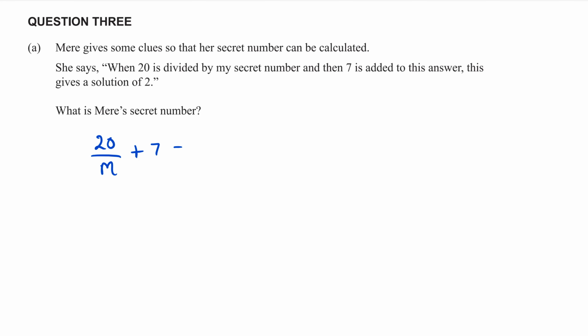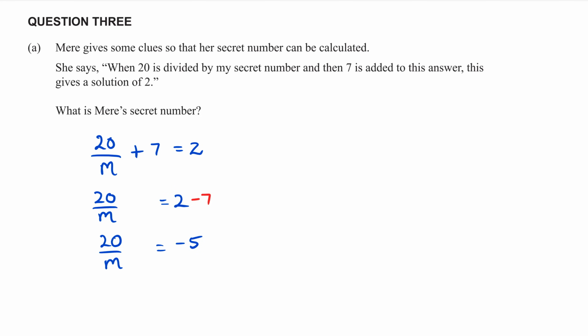This gives a solution of 2. Cool. That's pretty much what it is. We've set up this linear equation. Now we need to try and solve it. So the first step is to get rid of the 7 to the other side. When it goes to the right-hand side, it's minus 7. Then what we have is 20 divided by M equals negative 5.